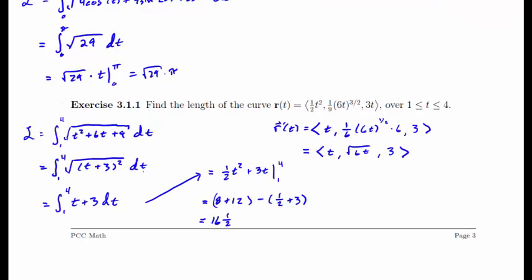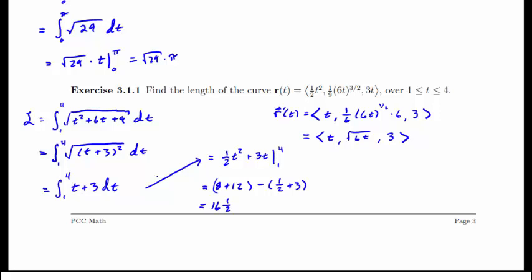And we're back. So to work through this, we first take the derivative of the curve and get r prime of t equals the vector t, comma 1/6 parentheses 6t quantity to the 1/2 times 6, comma 3. And then I just reduced the 6's here so that we get that this equals the vector t, comma square root of 6t, comma 3. We then go ahead and put this into our formula where we square each of the components and add them together, put that inside the square root, essentially just using the Pythagorean theorem.